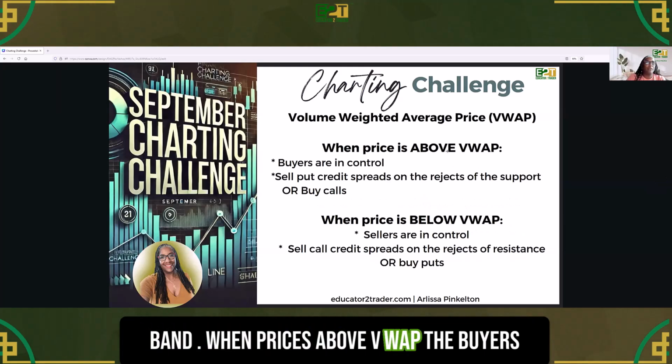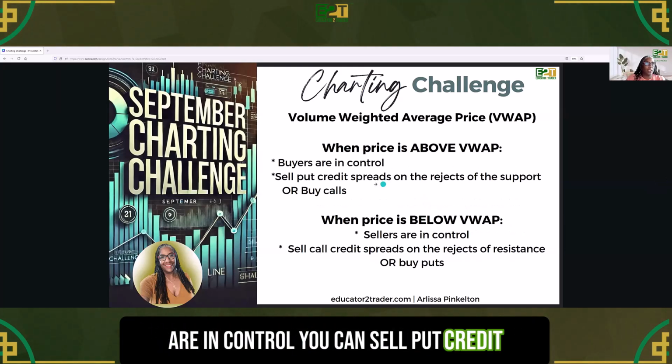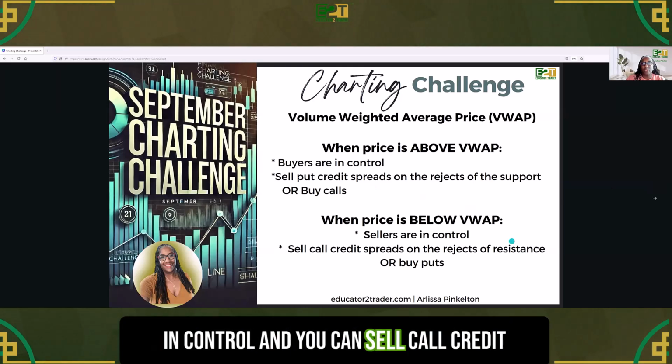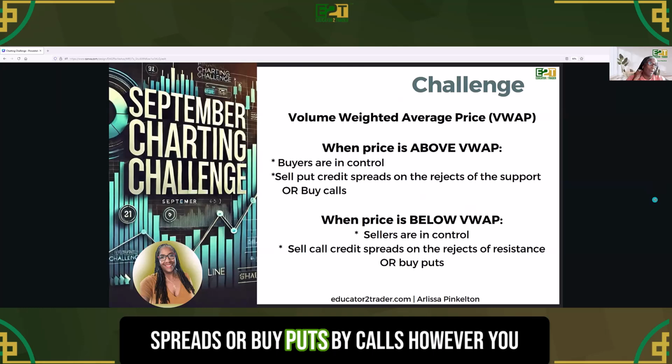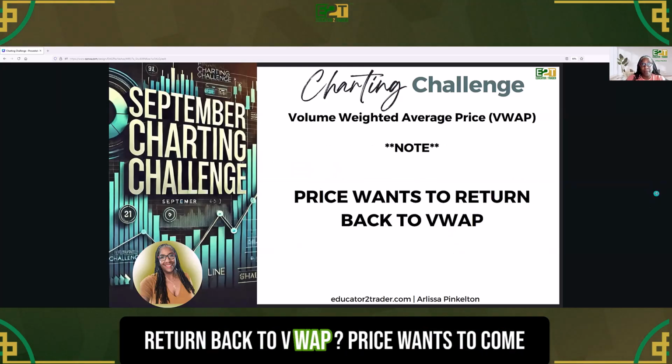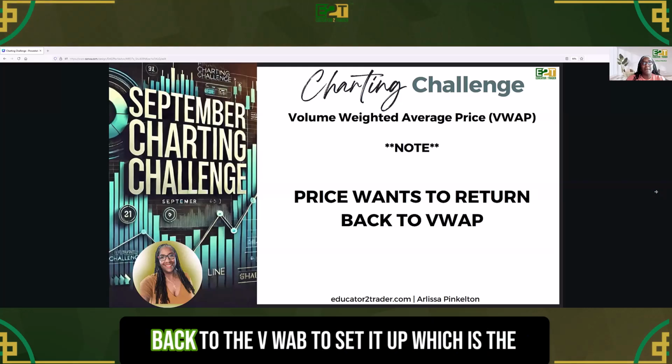When price is above VWAP, the buyers are in control. You can sell put credit spreads. When price is below VWAP, sellers are in control and you can sell call credit spreads or buy puts, buy calls, however you want to do. Remember, price wants to return back to VWAP. Price wants to come back to the VWAP.